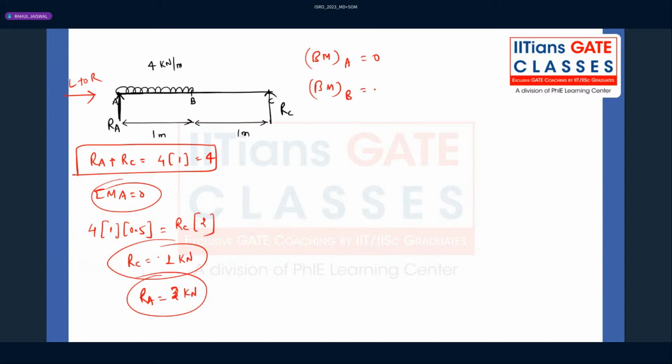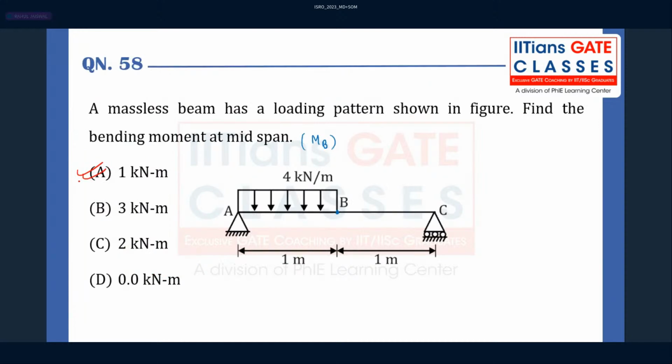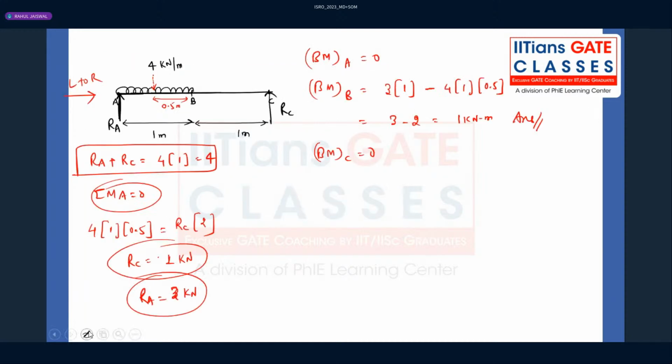So what about the bending moment? Bending moment at point B will be RA, that is 3 into 1, a sagging bending moment. Minus, why minus? Because of the uniformly distributed load there will be a hogging bending moment of 4 into 1 into 0.5, because this acts at the midpoint of 1 meter. 3 minus 2 is 1 kilonewton meter. What about the bending moment at C? Again 0. So the bending moment at point B is 1 kilonewton meter. That should be the answer. So the answer is A. Now if you draw the bending moment diagram, how can you draw it?